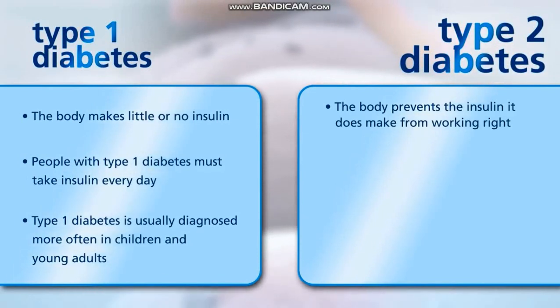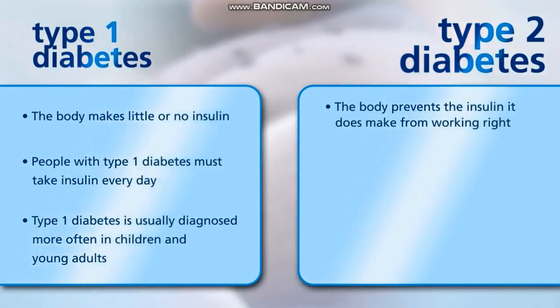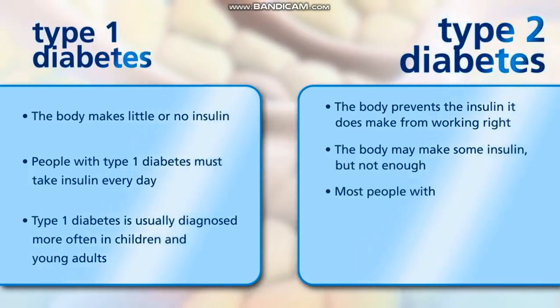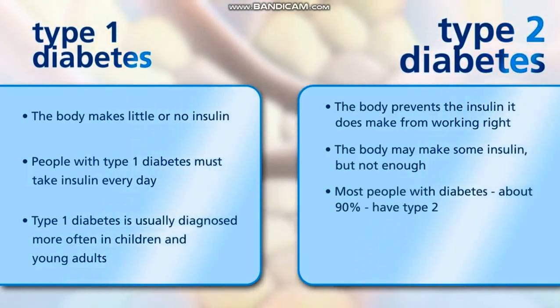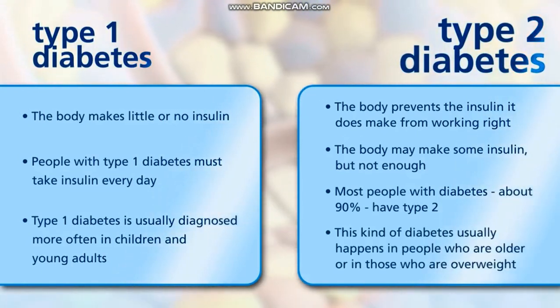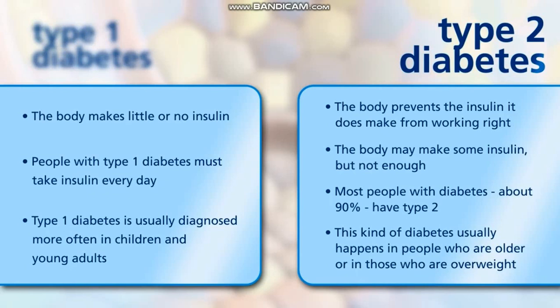In type 2 diabetes, the body prevents the insulin it does make from working right. The body may make some insulin, but not enough. And most people with diabetes, about 90%, have type 2 diabetes. And this type of diabetes usually happens in people who are older or in those who are overweight.